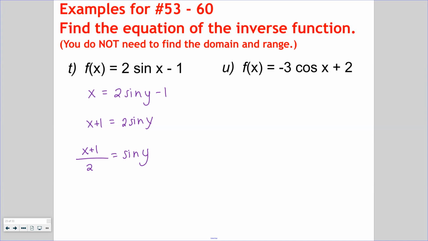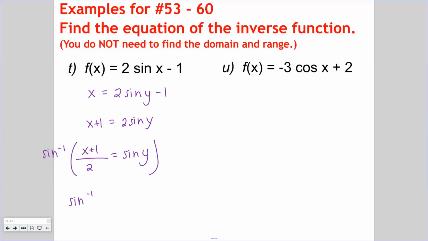This might be new, right? To undo sine, it's kind of like undoing a square. In order to get rid of a square, we take the square root. So in order to get rid of sine, we have to take the inverse sine of both sides. Just like exponents and logarithms were inverses of each other, right? To solve for an exponent, we had to take a log. Sine and inverse sine are going to do the same thing. In order to get rid of sine, we take the inverse sine.